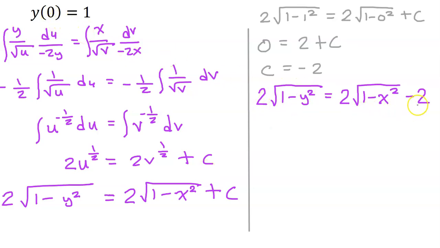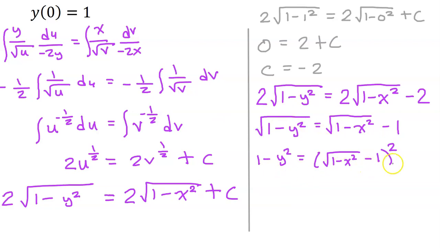Sometimes we can stop here, but we were asked to write the solution in the form y equals f of x, so let's keep going and get y by itself. I'm noticing that every term has a 2 in it. So let's divide both sides of the equation by 2 and get rid of all of these 2's. Next, if I square both sides, the radical will go away. So now we have this.